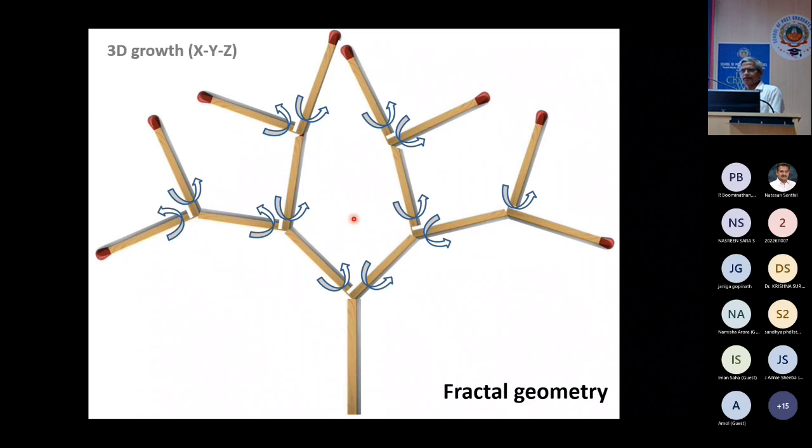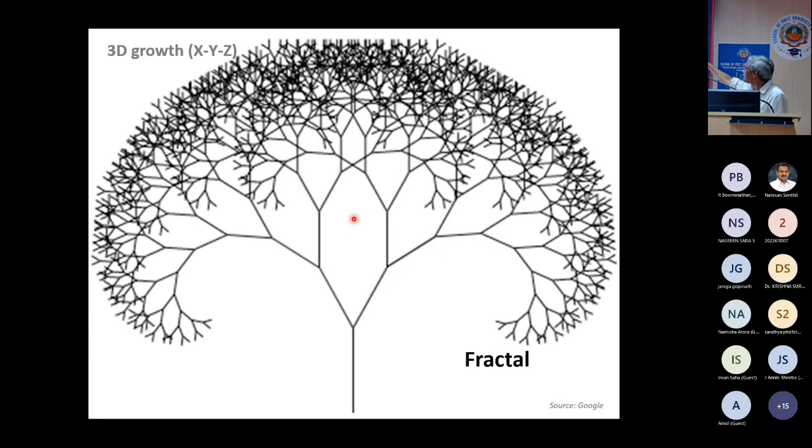So now you have intelligently filled the space so that you can get the other. This is a model I have taken, stolen from Google. This is what a three-dimensional structure looks like. Doesn't it look like the way a tree grows?